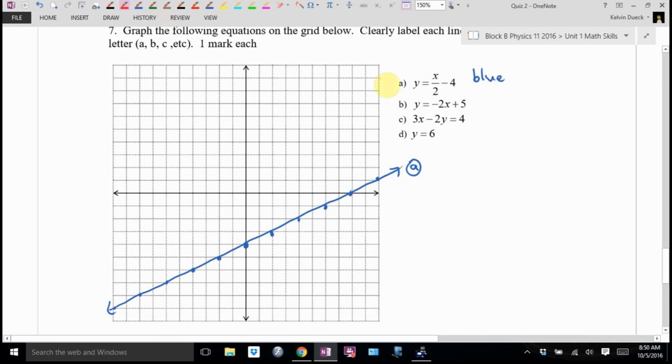How about line B? I'll do it in red. That's got a y-intercept of 5, and the slope is down 2 over 1, down 2 over 1, down 2 over 1. 1 mark for each of these. Really, what I would do if you got it wrong is give you a half mark if you got the y-intercept right, and a half mark if you got the slope right, which if you get both right means you must have the right line. Right? Okay.